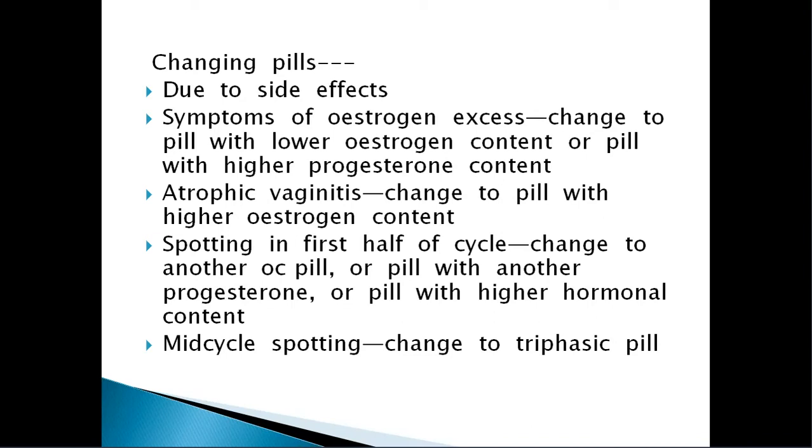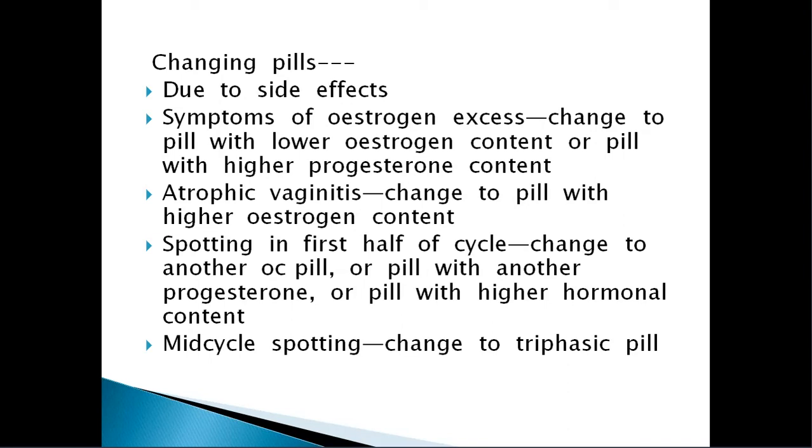Suppose the symptoms of estrogen excess are there, like nausea, vomiting, edema. Then you change to a pill with a lower estrogen content or a pill with higher progesterone content. Suppose a woman has atrophic vaginitis, that is dry vagina, and is complaining of dyspareunia. Atrophic vaginitis may be because of less estrogen. To maintain the health of the vaginal mucous membrane, estrogen is responsible. If the estrogen level is very low, she will develop atrophic vaginitis. So you change to a pill with higher estrogen content.